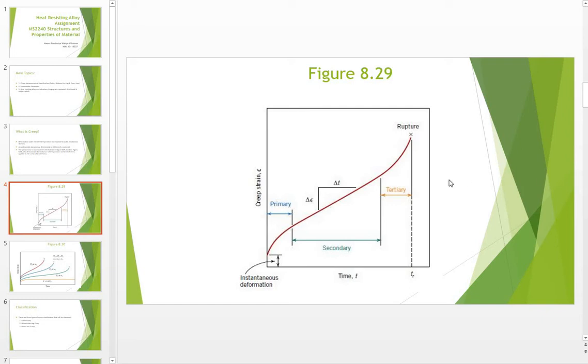And the third and final region is called the tertiary region. In this final region, the rate is increasing, and it can be observed from the curve that the curve itself is increasing. After a while, the material will eventually fail, also called rupture, and the reason for that is grain boundary separation, the formation of internal cracks, and so on.